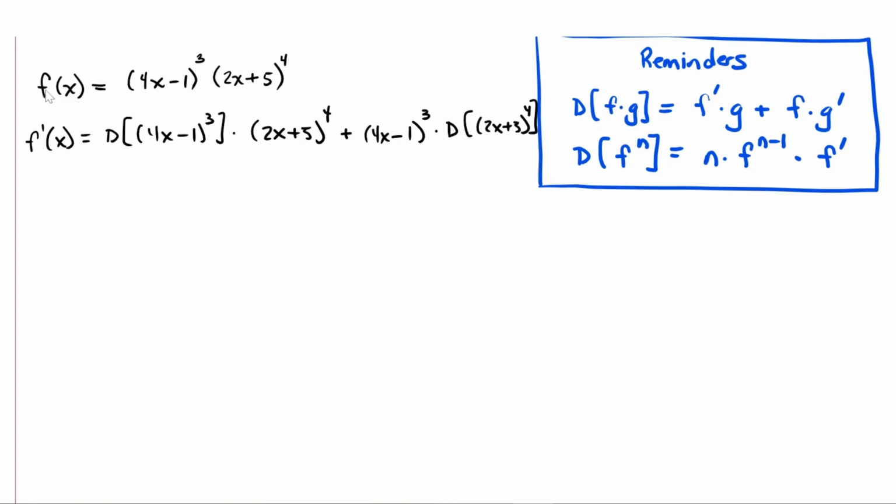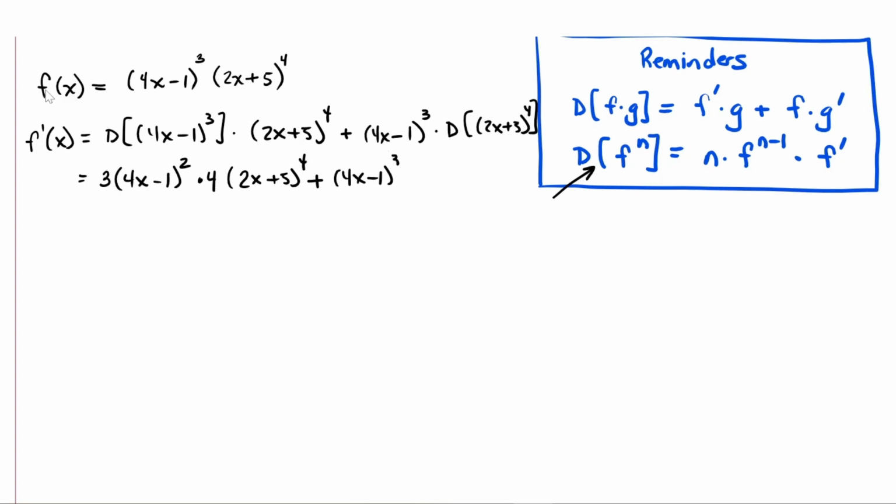Okay, so the derivative of (4x minus 1) to the third. So the derivative of something to the third is 3 times the something squared. That's using this generalized power rule here. And then multiplied by the derivative of the something. Now the derivative of 4x minus 1 is 4. So I'm going to say times 4. And then that's times (2x plus 5) to the fourth plus, now we have a (4x minus 1) to the third.